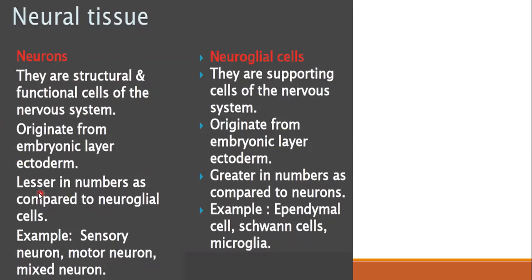As I told you earlier, neurons are less in numbers, neuroglia are more in numbers. Neurons के examples are sensory, motor, mixed neurons. Neuroglial, you can see ependymal cells, Schwann cell, microglia, and many more. We are going to study them along with their diagram and their description. This difference is again very important.